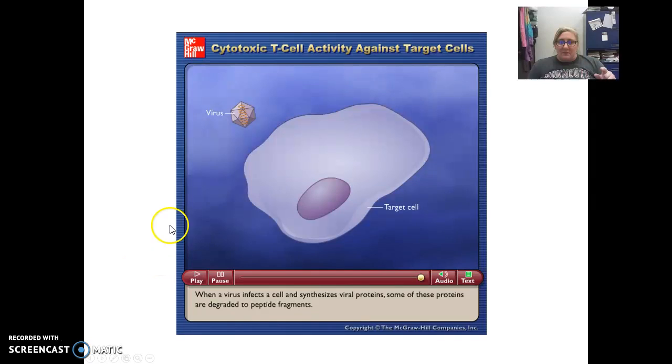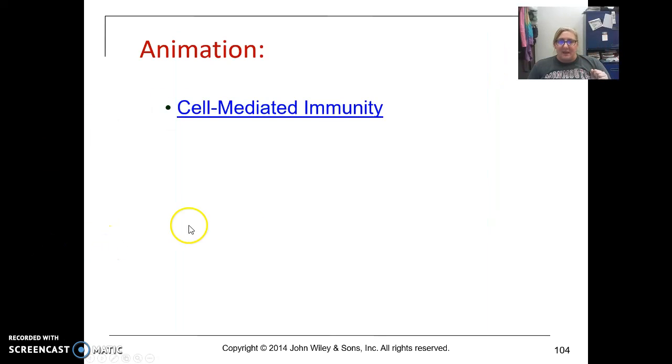I'll let you look up this one on your own. You can just look this up. It's not going to play. Just in your Google bar, write cytotoxic T cell activity against target cells, and then put McGraw-Hill, and it'll pop up, okay? This is another animation that I want you to watch.